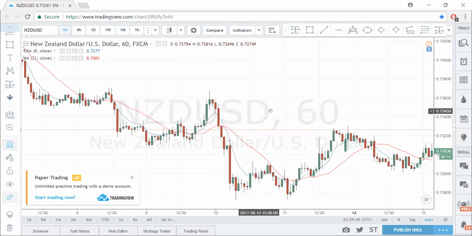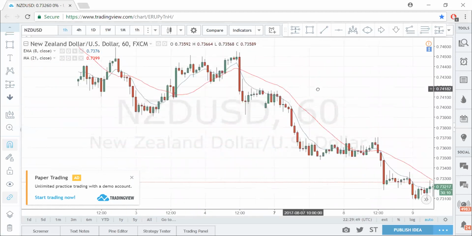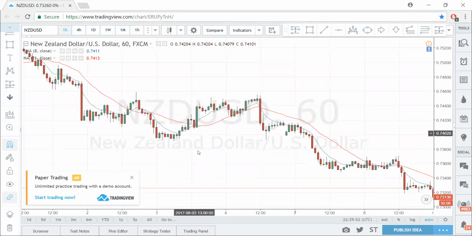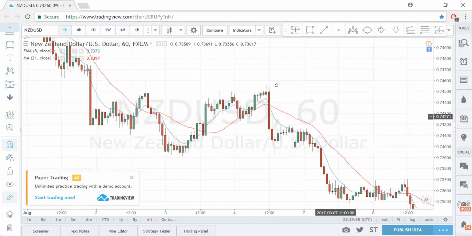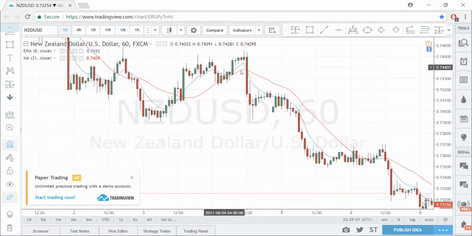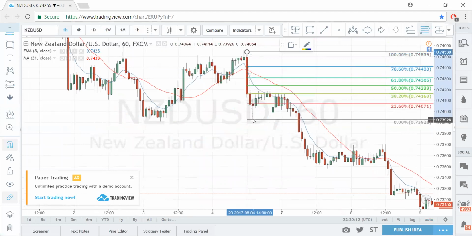Okay, let's find more. You can see here, market was consolidating. After this consolidation, market pushed all the way down, right? You can see if you should draw your Fibonacci retracement from this point all the way to here. After market pushed all the way down, what happened?